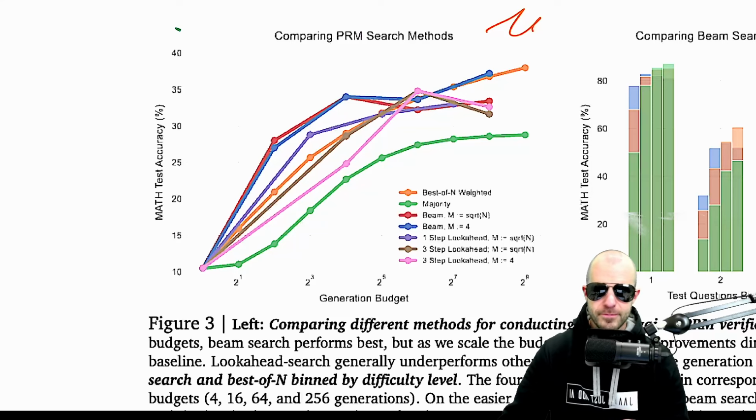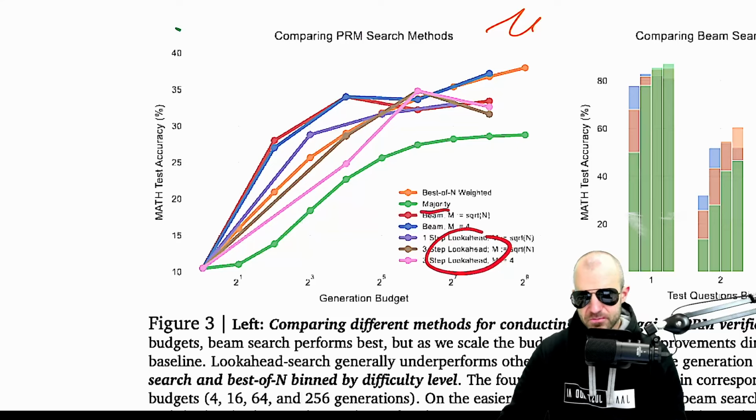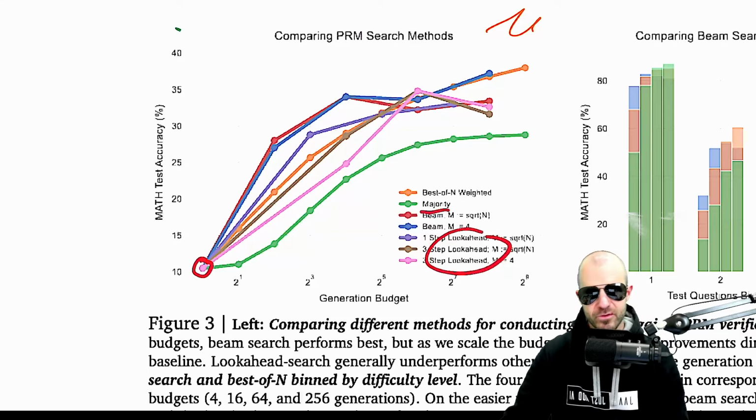We'll go with red. You can see that in general, the look-aheads underperform. So the green line here is the majority. The green line is the only one that doesn't make use of any verifier model, and is pretty respectable. Down here is the performance if you just ask the LLM for the answer on this math benchmark. And then as you get more generation budget, you go to the right on the x-axis.